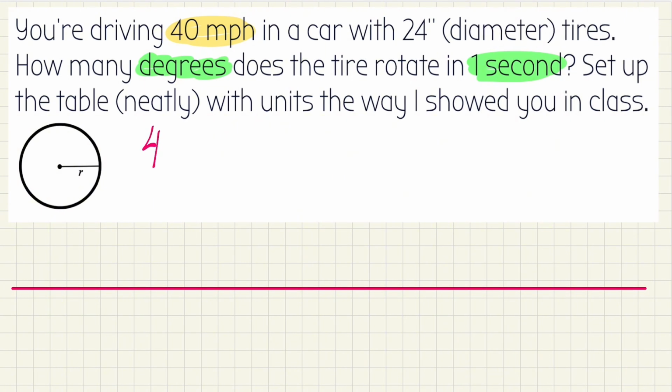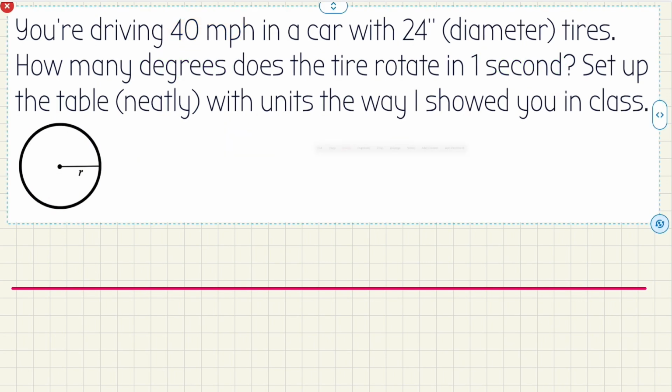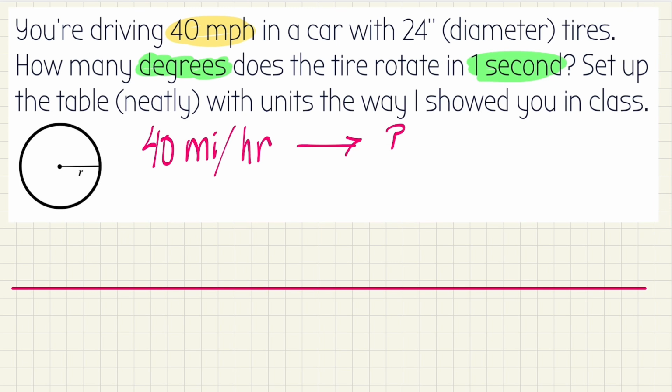So 40 miles per hour, that slant that we use for per when we say miles per hour, is essentially a division bar or a fraction bar. And when we say hour, we mean 1 hour. And we want to know how many degrees per second that is equal to. So let's go and get started.